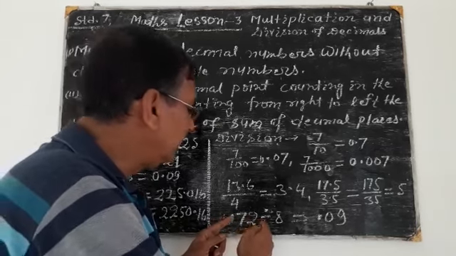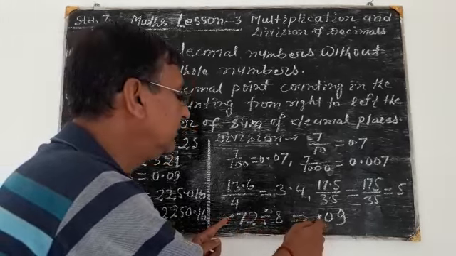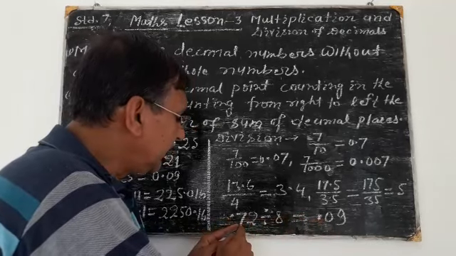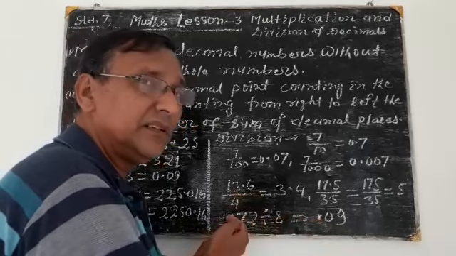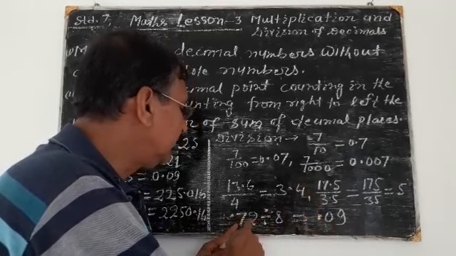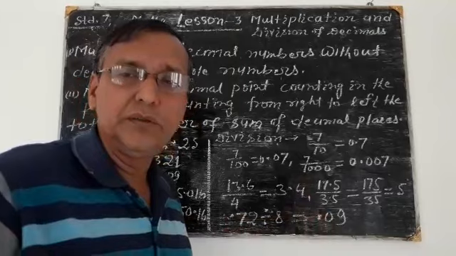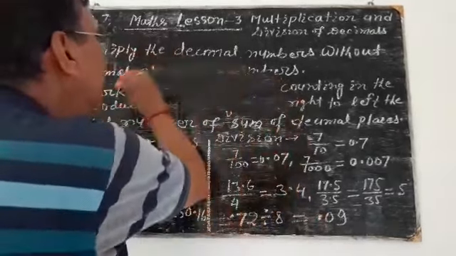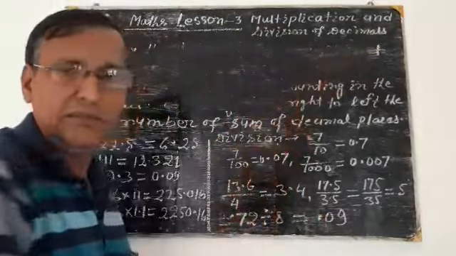Now divide 0.72 by 8. Only decimal parts are available, so write the decimal first, then divide 7 by 8. It is not divisible, so put a 0 and then divide 72 by 8, which is equal to 9. You can take some more examples.